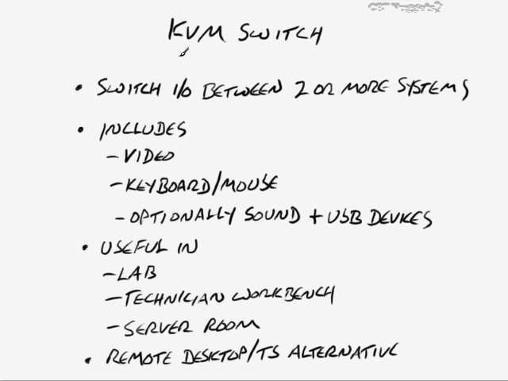All right, now let's summarize a little bit about what we've looked at with the KVM. When it comes to the KVM, first of all, remember you use it to switch I/O between two or more systems, and this is going to include video and also a keyboard and mouse or trackball if you have it. Optionally, you can also add sound to that. So as you switch between machines, you'll also be able to hear the sound.